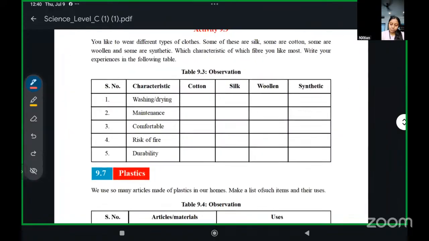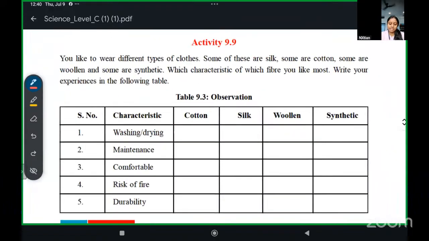Now, activity 9.9 is there. You like to wear different types of clothes. Some are silk, some are cotton, some are woolen, some are synthetic. And which characteristics of fiber you like the most? Write your experience. This is your homework.